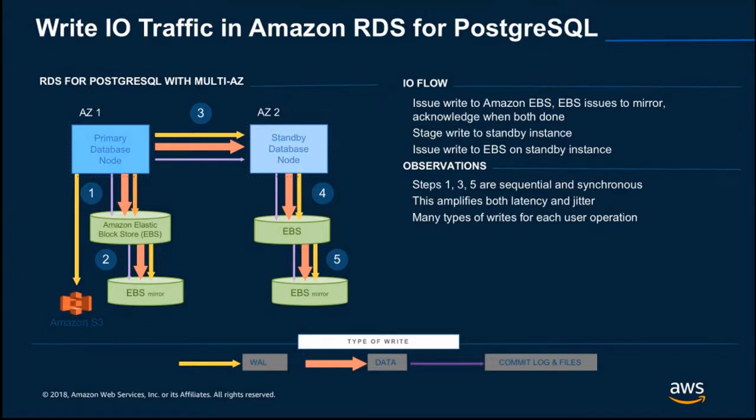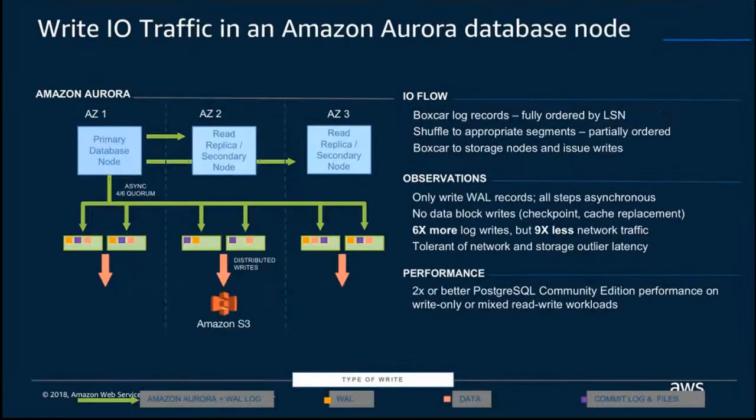You can also see how there's all kinds of different I/Os going on here. There's database pages and log records and commit log and other control files. It's really hard to optimize for all these different kinds of I/O. Compare that with the traffic in an Aurora cluster, and it's a very different picture.